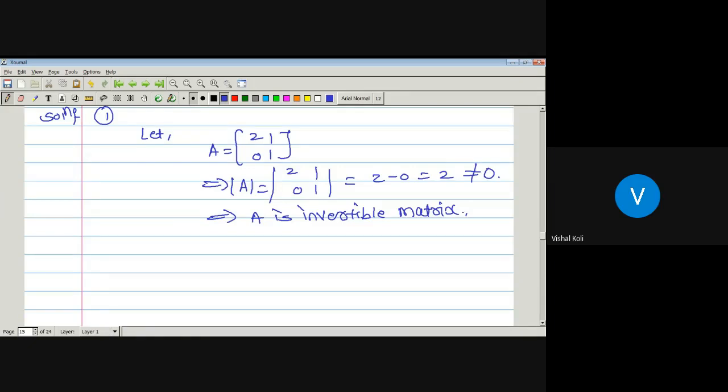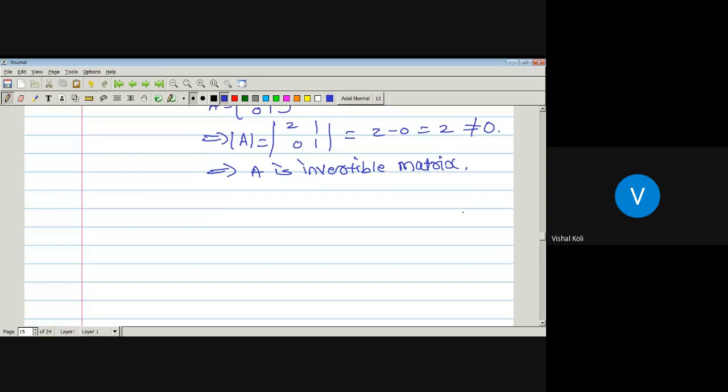So here we have determinant of A. Now it remains to find its adjoint, and the adjoint of a matrix is nothing but the transpose of its cofactor matrix. And what is the cofactor matrix? The cofactor matrix is the matrix obtained by replacing each element in matrix A by its corresponding cofactor. So first we have to find the cofactor of each element of the given matrix, and the cofactor is denoted by Aij.